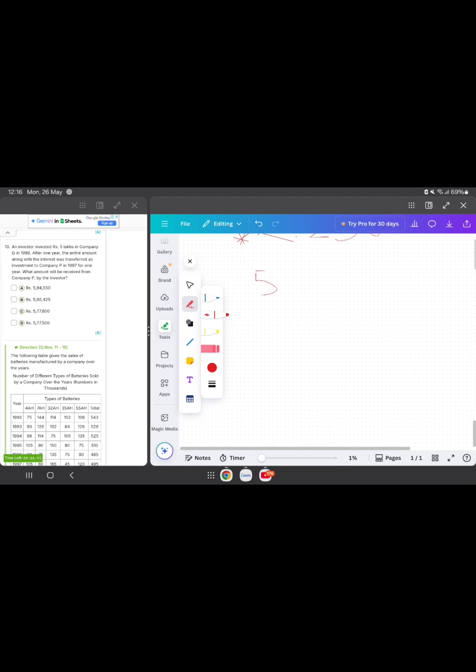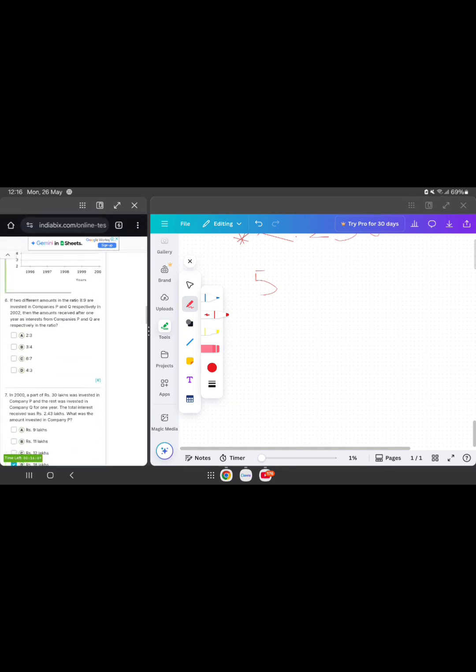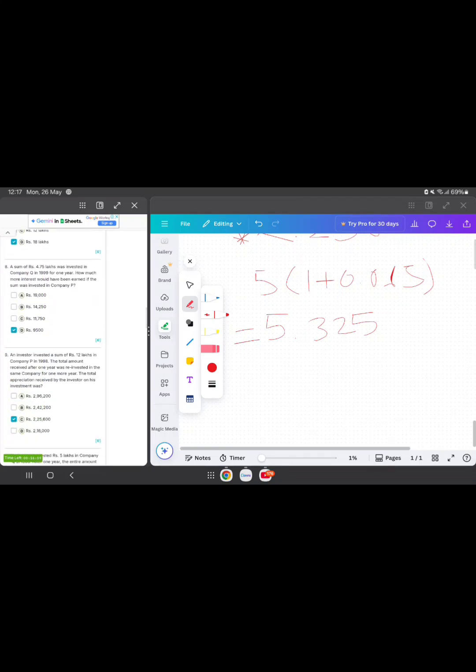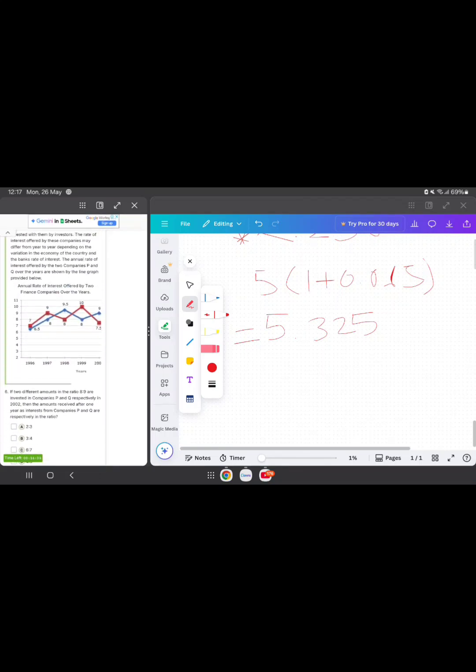Okay, so the investor invested in company Q first in 1996, and the interest rate for company Q in 1996 was 6.5%. So multiply by 0.065. So at the end of 1996, the investor received 5 times 1.065, which is 5.325. And then the investor took this money and invested in company P in 1997. Then the interest rate for company P in 1997 was 9%.